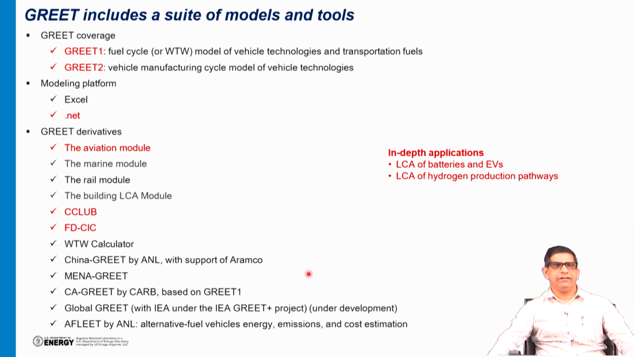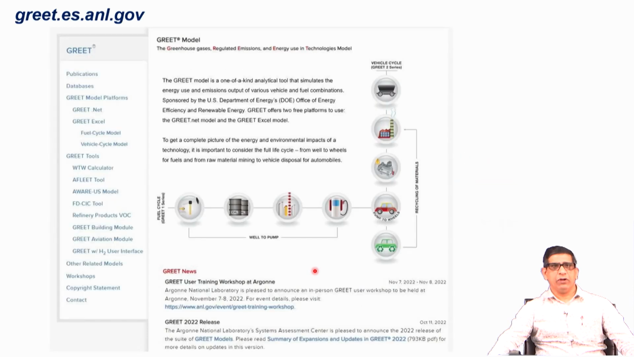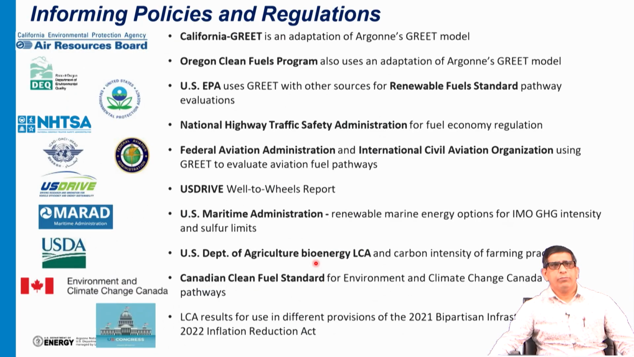All those things are there, and then there are some variations of GREET as well, like China GREET and California GREET. Most likely, as an output of this project, and sometime down the line, we'll try to have an Indian GREET as well. So this is their website, and you can go to that website and look at the details. California GREET is an adaptation of the Argonne GREET model.